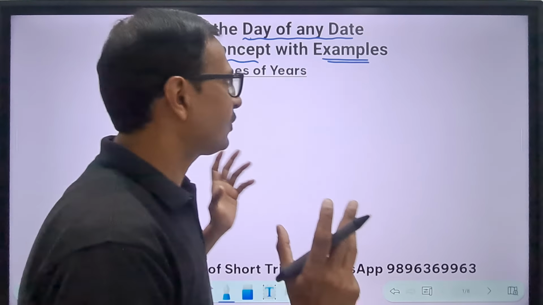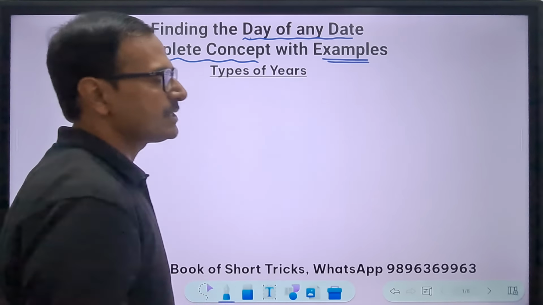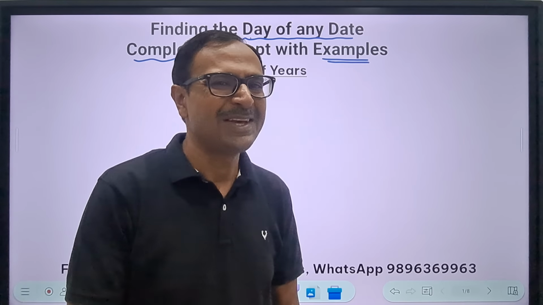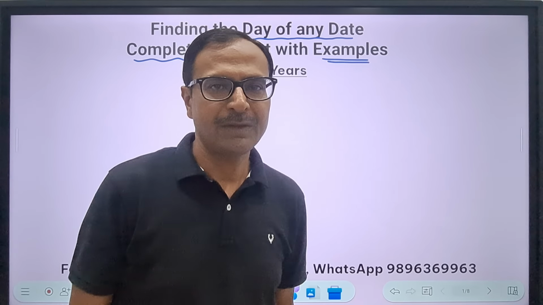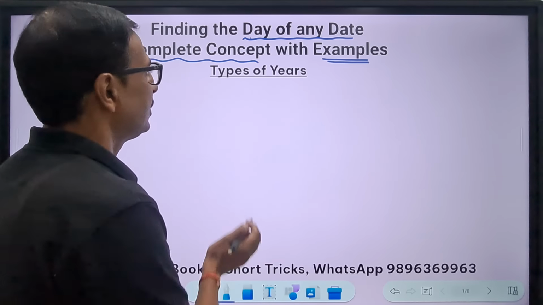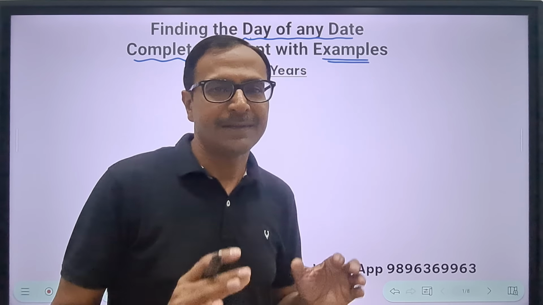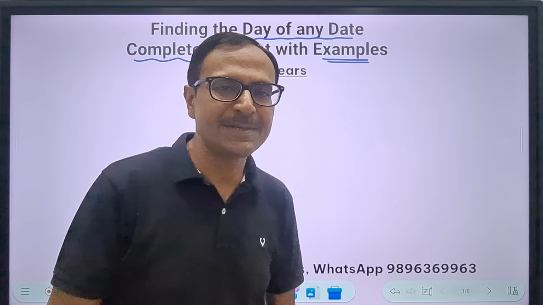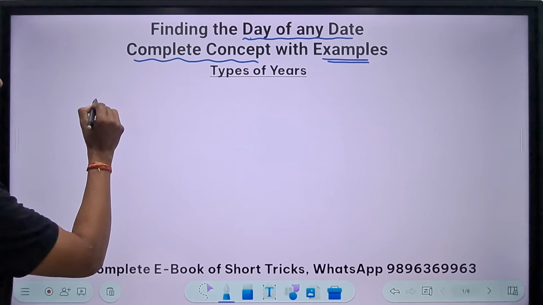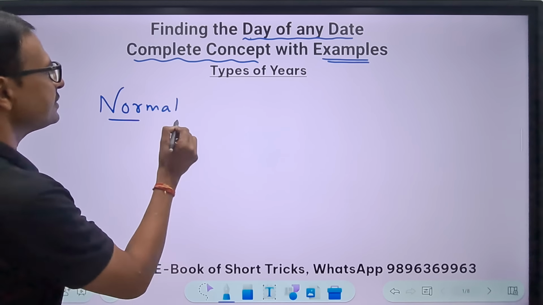So let's see the concept in hand first. Finding the day of any date, complete concept with examples. So the first thing you should know when you are taking up this important topic is what are the various types of years. Yes, the years also have types. They are broadly classified as normal years and leap years.